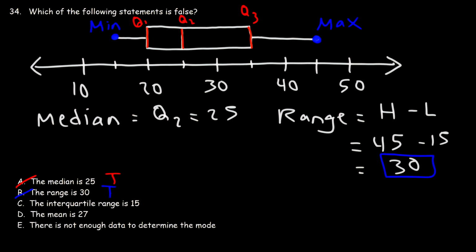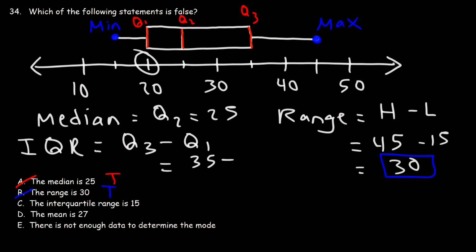The range is 30. Now let's move on to part C. The interquartile range is 15. The interquartile range, also abbreviated as IQR, is the difference between the third quartile and the first quartile. The third quartile, we could see that it's at 35. The first quartile is 20. And so 35 minus 20 is 15. So C is a true statement.